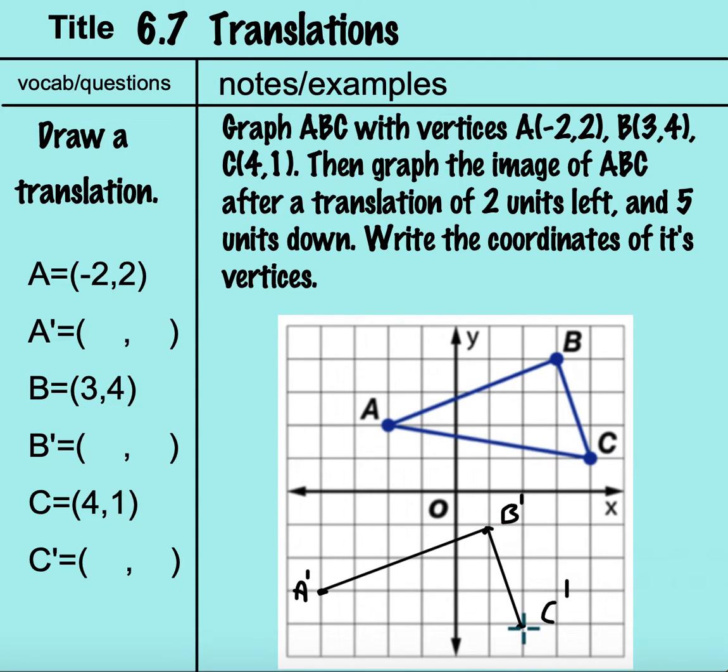So for A prime, we go 1, 2, 3, 4 to the left and 3 down. So my coordinates of A prime are -4, takes me 4 to the left, and -3 brings me down 3. Okay. For B prime, I have to go over 1 and down 1. So it's 1 to the right is +1, down 1 is -1. So 1, -1 are the coordinates of that point. For C prime, to get C prime, I have to go 2 to the right and 4 down. So that's 2, -4.